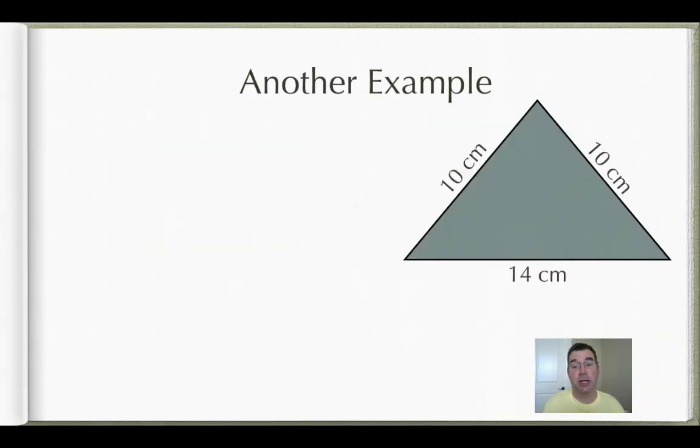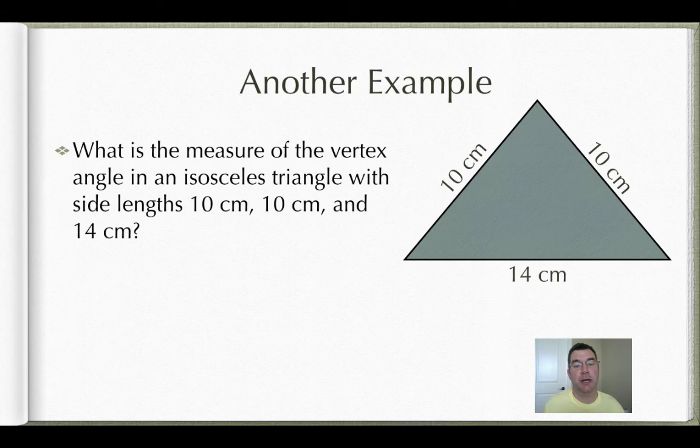All right, here's another example. It looks like I have an isosceles triangle. The legs are 10 centimeters each, and the base at the bottom is 14. So what is the measure of the vertex angle? That's going to be the one at the top. That's what we call the vertex angle in this triangle.